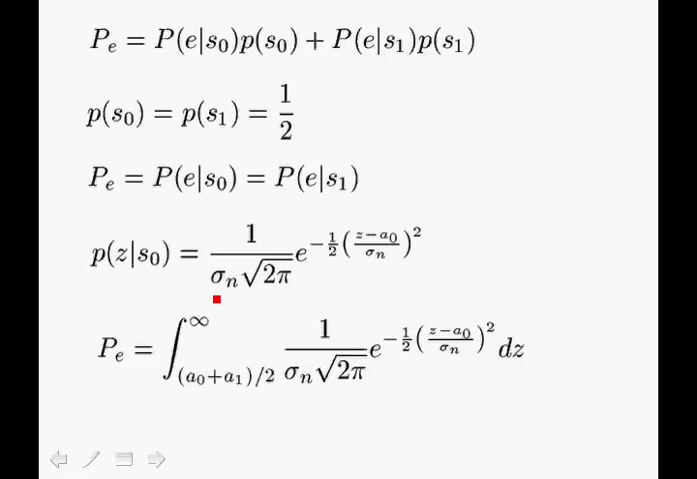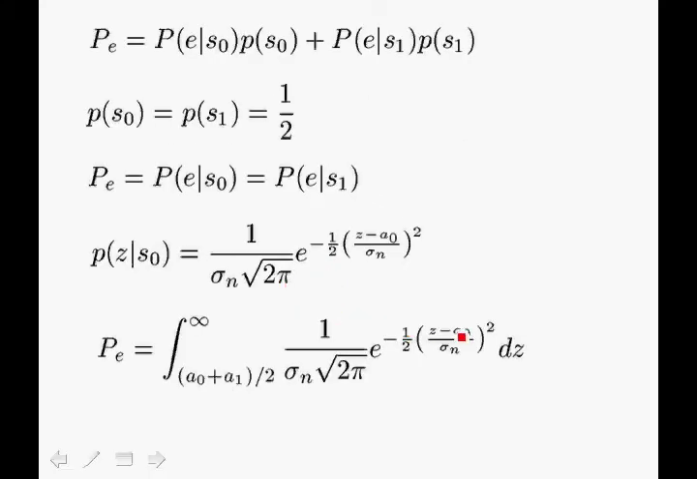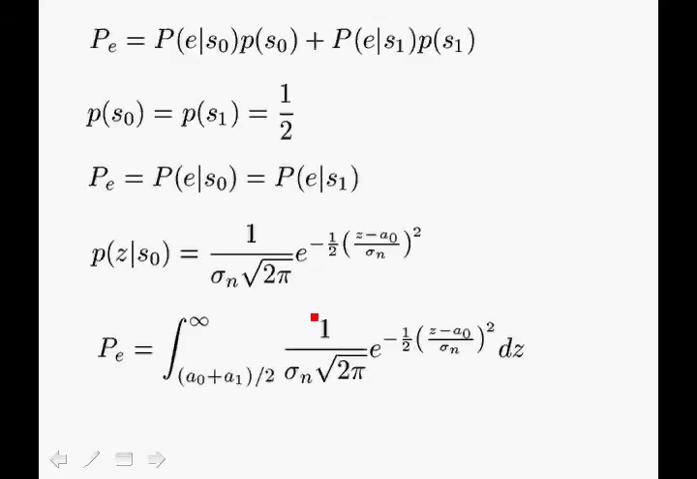So let's take a look at that. If we take this particular case here, then we can compute the probability of error as the area underneath the tail over here. So we have the PDF of p sub Z given S0, which has a mean value A0, and for the tail here we have to integrate from the threshold point out to infinity, which is the area underneath the tail here. So that's the expression over here.